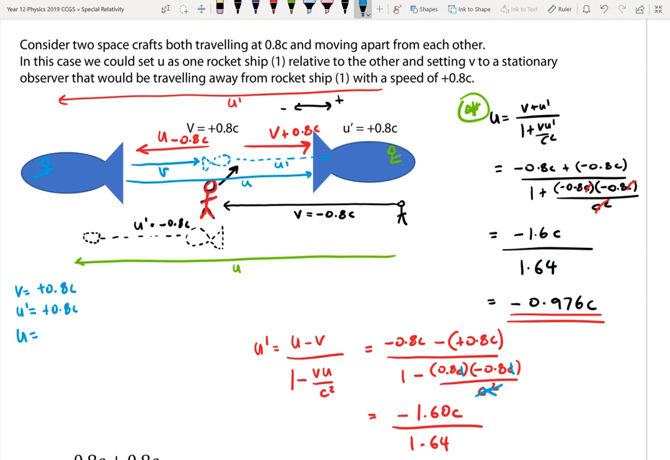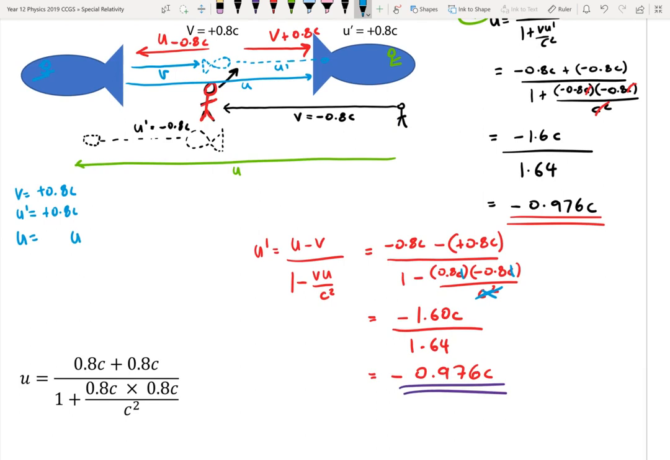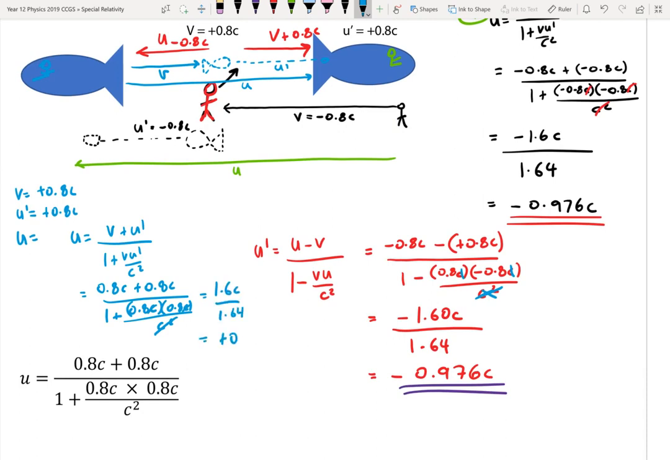U equals question mark. Well, it's going to equal V plus U prime over 1 plus V U prime over C squared. Cancel, cancel, cancel. 1.6c over 1.64, you get a positive 0.976c.